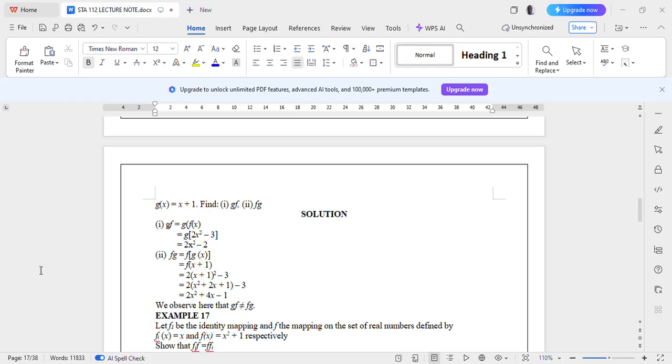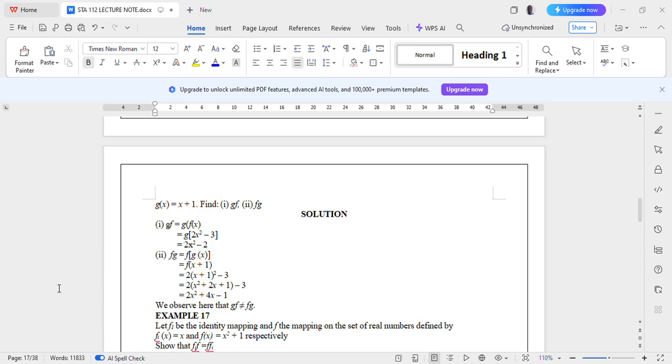Then likewise, the other one, fg. You keep f and write out g. Your g is x squared plus 1. Then the other one is 2x squared minus 3. So write your 2, and whenever you see x, you put x plus 1 then square it. You're substituting for f of x. Then minus 3.